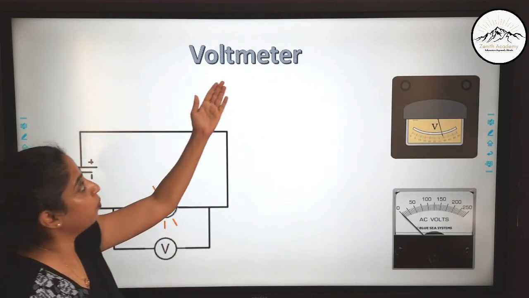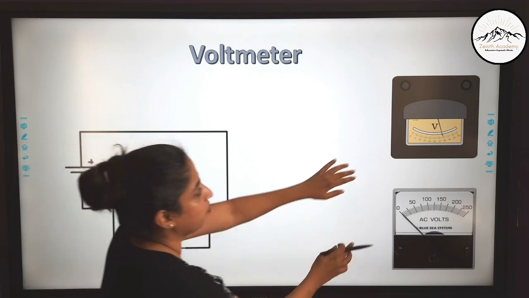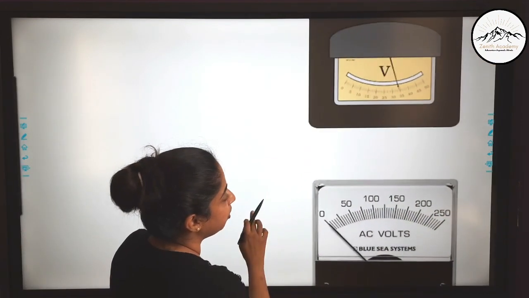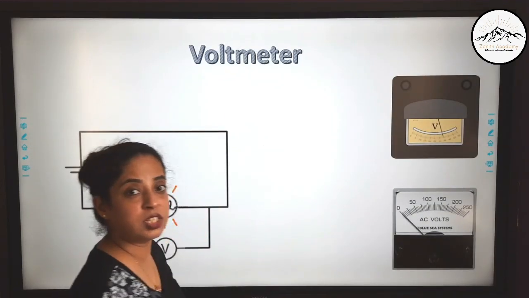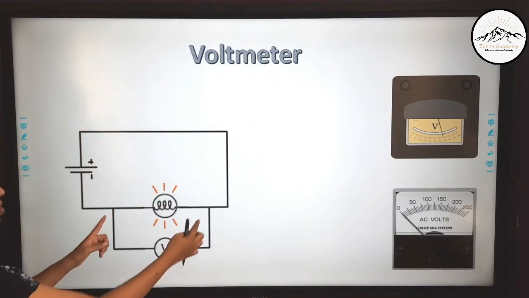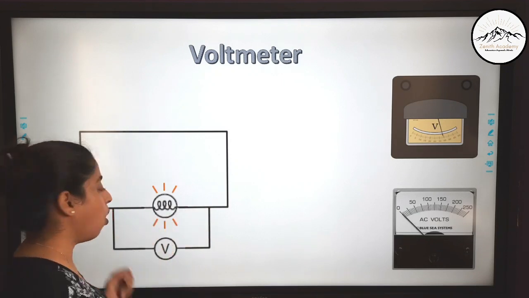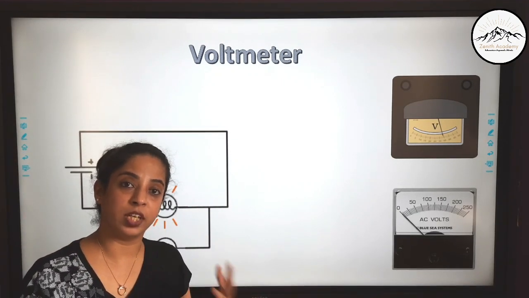Now the next component is voltmeter. Here I have given you the picture of voltmeter, and here you can see the reading is in volts. So voltmeter measures the potential difference across the two ends, or we can say it measures the voltage.